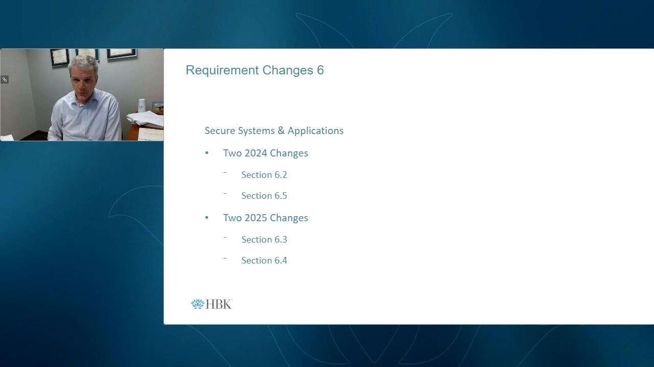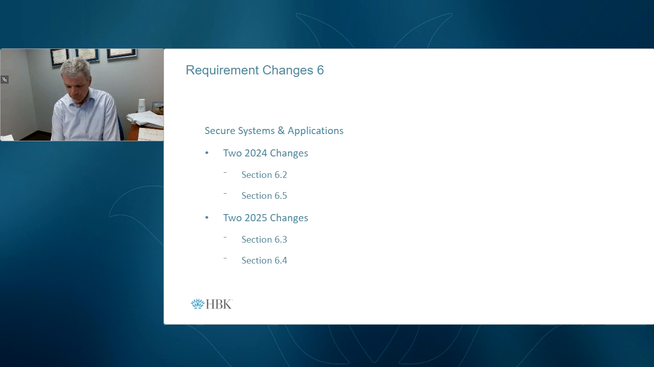Requirement 6 for securing systems and applications. We've got 2 changes that are in effect now, and then 2 more that come into effect April 1st of 2025. The current ones in 6.2 are around your system development lifecycle, where we talked about the changes to the bespoke, where it's being developed for an entity by someone else, and the custom, where you're developing it for yourself, any software changes.